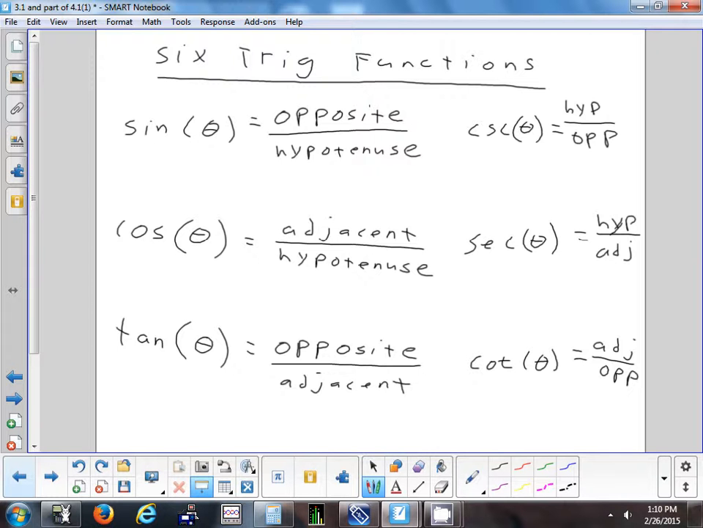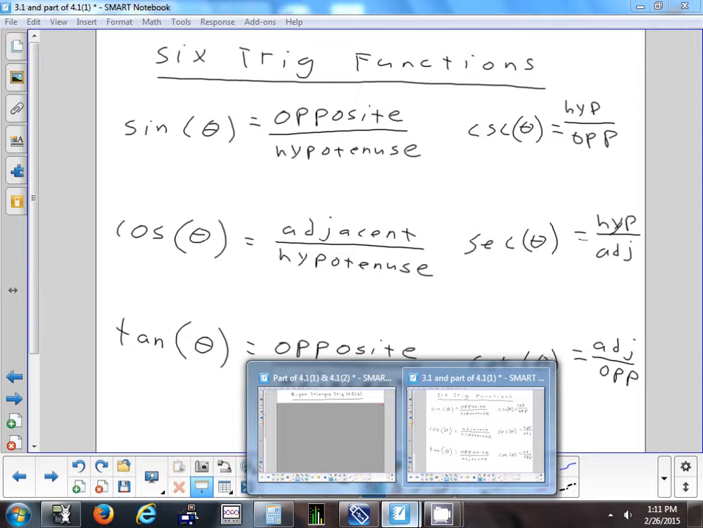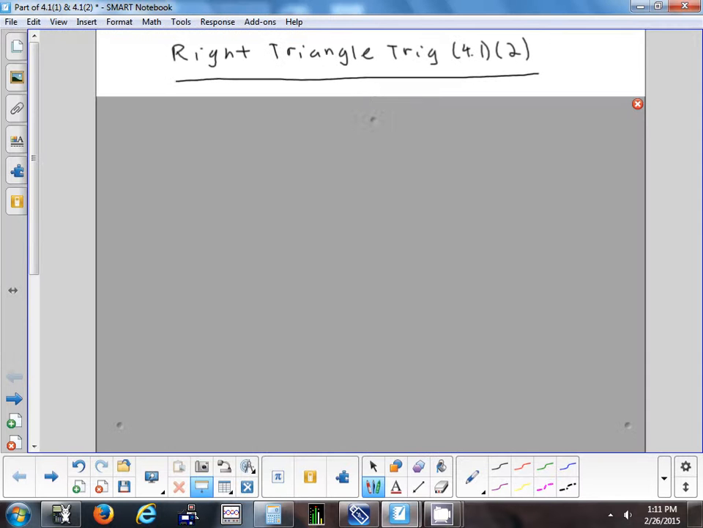So each trig function, people say, well, what does sine really mean? Sine means it's a fraction. It's a ratio of 2 sides in a triangle. Specifically, you take the opposite side and you divide by the hypotenuse. That's what sine means. It's a number. You find the sine of an angle, you just get a number that represents a fraction. We'll be using those in a little bit.